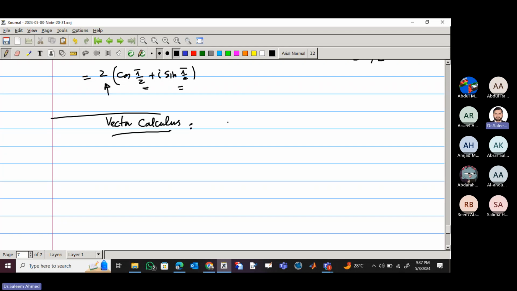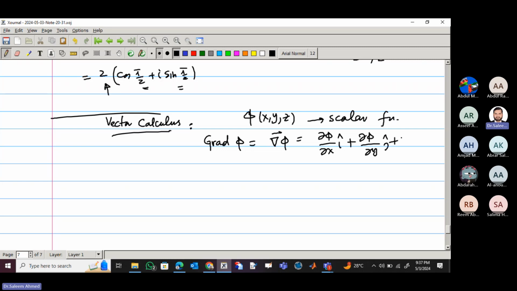Here, the important things were, if a function of x, y, z is given, a scalar function, right? Then you can find the gradient of this scalar function, which is del phi. It is partial phi by partial x i, it's a vector, partial phi by partial y j plus partial phi by partial z k. So you just have to take the 3 partial derivatives of phi and put here. If your vector f, which is f1 i plus f2 j plus f3 k, this is your vector function, not a scalar function now. It is a function, but a vector function.